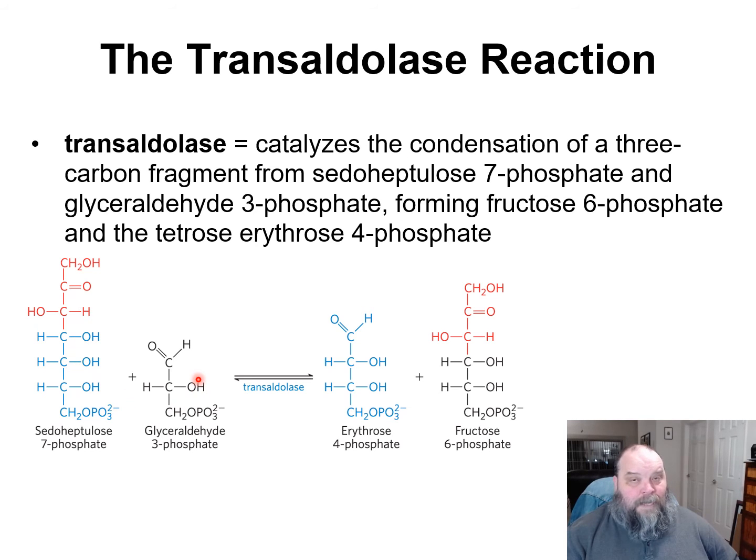But if we take that and some excess G3Ps, use a transaldolase to transfer 3 of these carbons, boom, back to glyceraldehyde 3-phosphate. So the 7 and the 3 recombined gives us a 4 and a 6: fructose 6-phosphate, and erythrose 4-phosphate, a 4-carbon, but we can work with that.